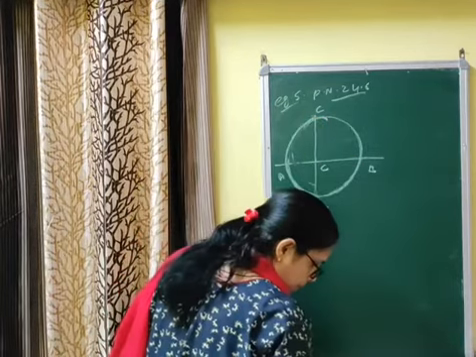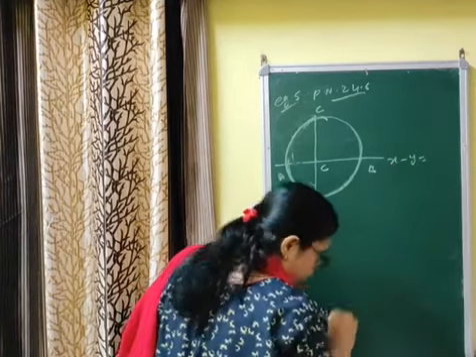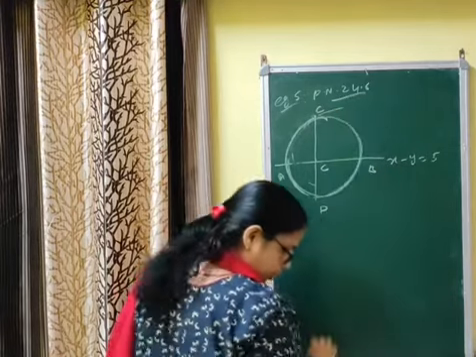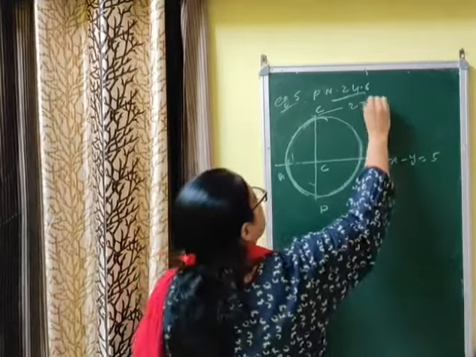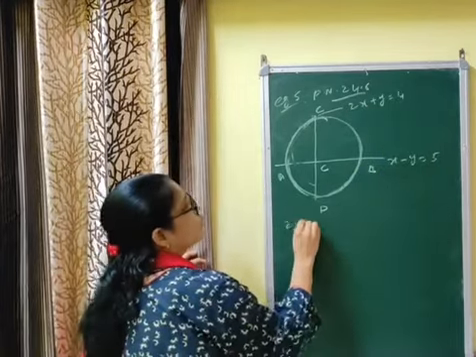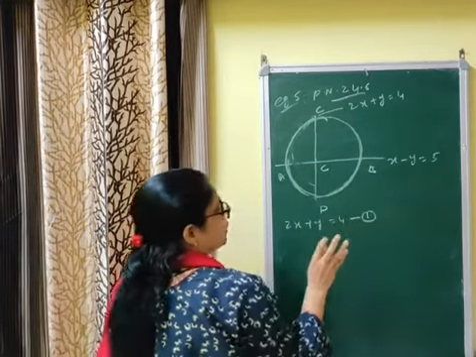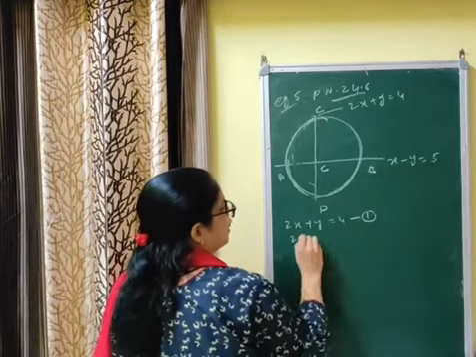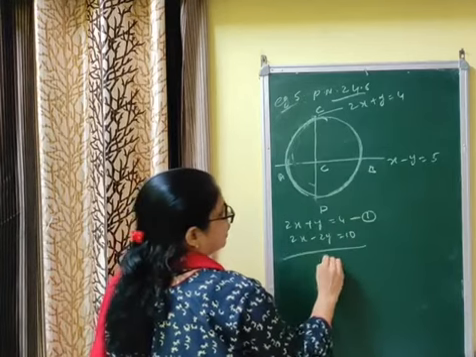The first diameter is x - y = 5, that is equation number 1. The second diameter is given as 2x + y = 4. Now you have to solve these two. Again you have to eliminate: multiply the equation x - y = 5 by 2, giving 2x - 2y = 10. By subtracting you will get 3.